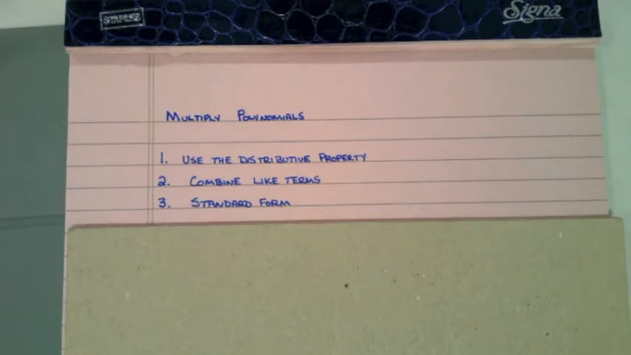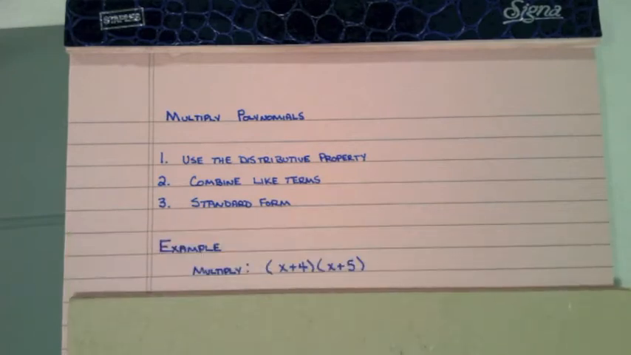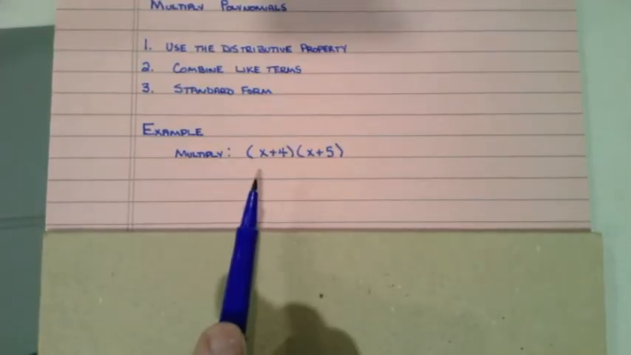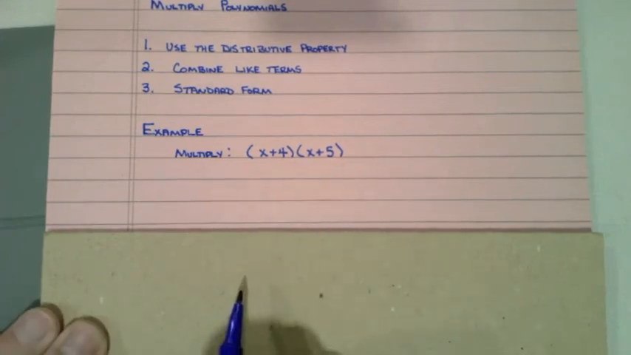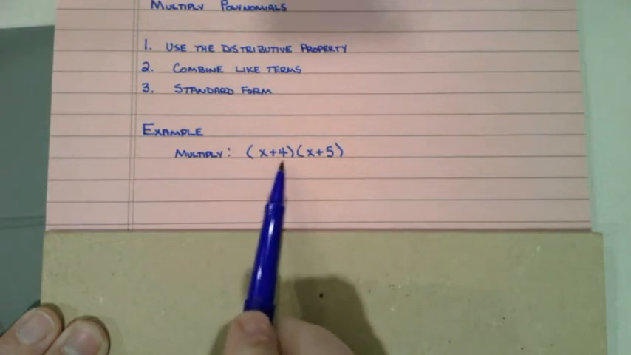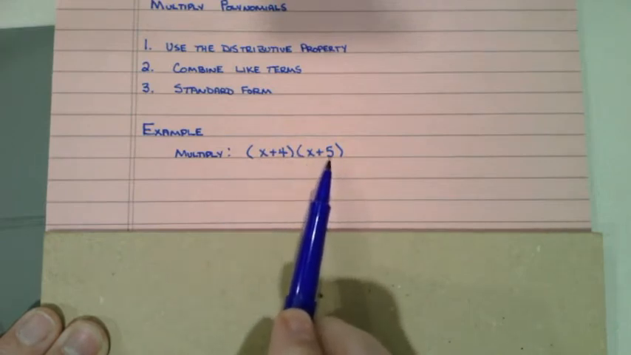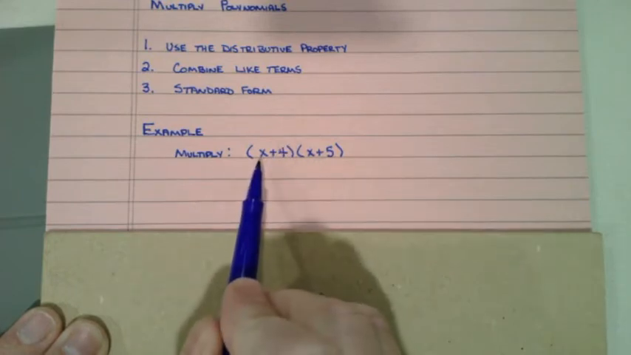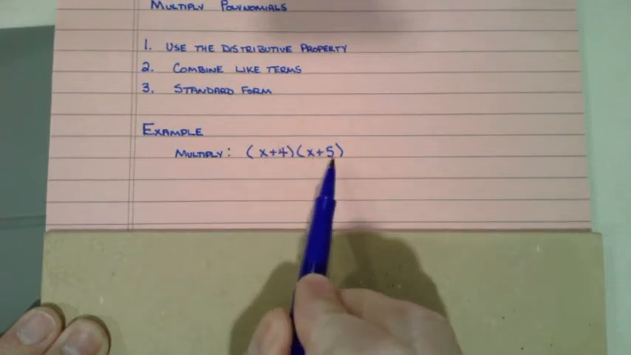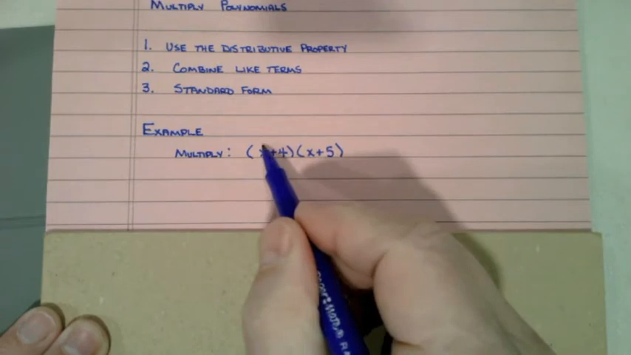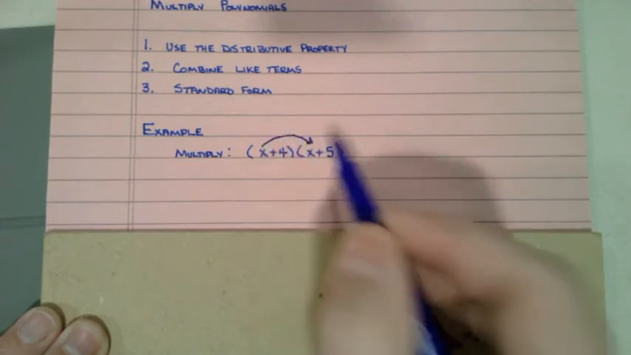Make sure the first term has the largest exponent and go descending order from that point. So let's apply these rules with this first example. I need to multiply these two binomials together. The rules tell me this: use the distributive property. That means each term in this first set of parentheses needs to be multiplied to each term in the next set of parentheses. That means I need to take this x right here and multiply it to each one of these. So let's start off with x times x.